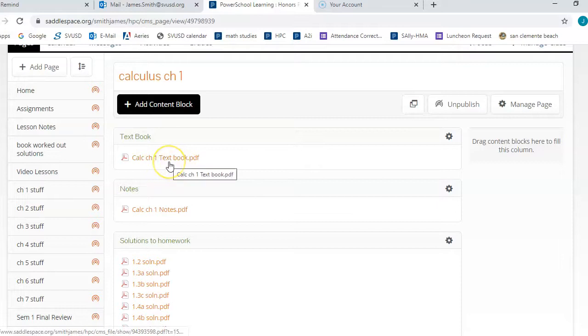The textbook, you're not going to want to print that. It's pretty lengthy, so for this one, just go ahead and download it, pull it up on your computer or phone, and you can always do the book work from there. So those are going to be here for you.